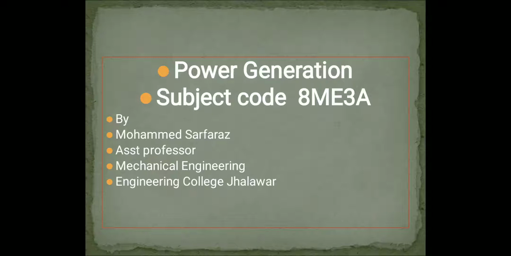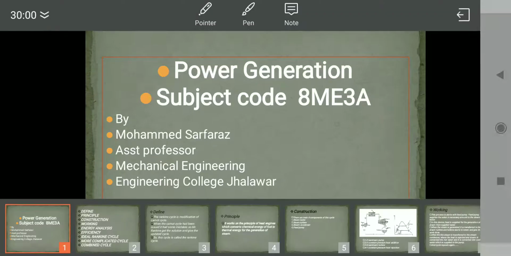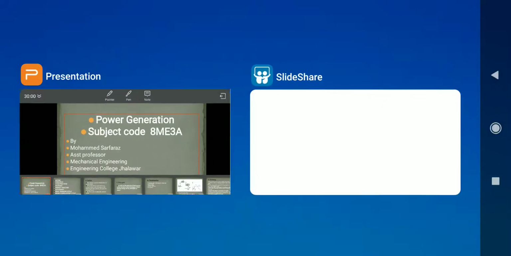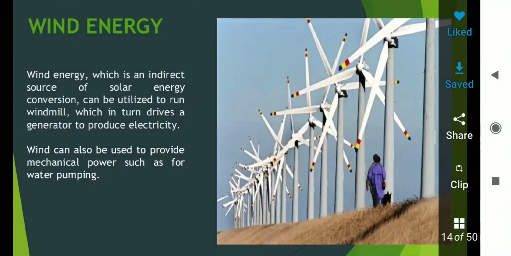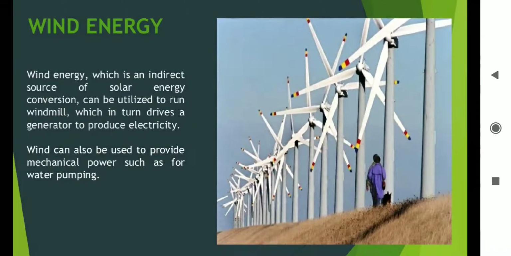So today we are going to discuss wind energy and wind power in this lecture. Let's see what is wind energy or wind power. Here you can see that wind energy is simply also called a wind turbine. In the figure, this is wind energy which is used for producing electricity, and there are various applications of this wind energy.